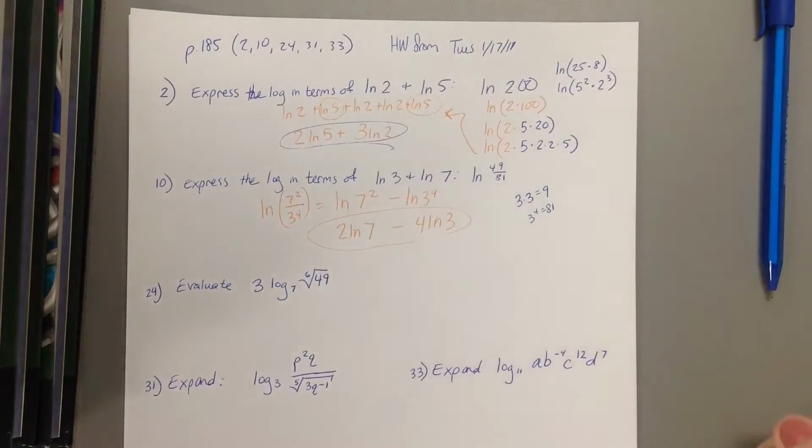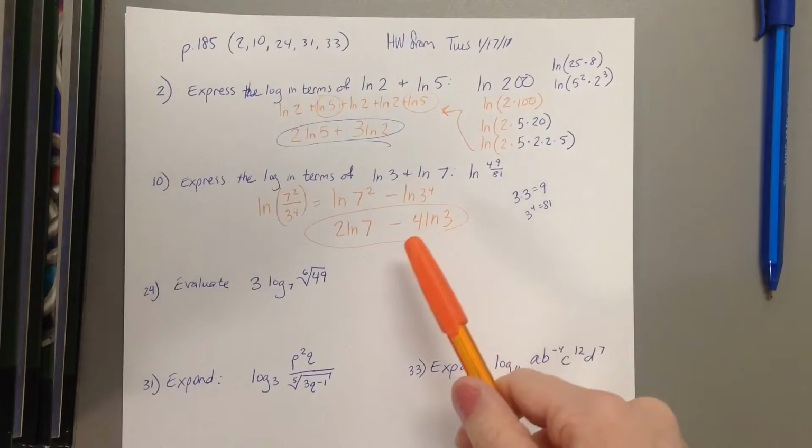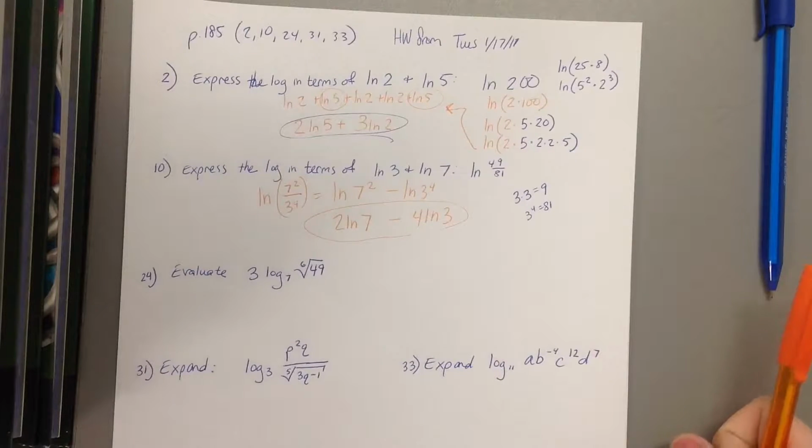There is my final answer, written in terms of natural log of 7 and natural log of 3 with their coefficients out front, 2 and 4. And we are subtracting. There we go. Good. Okay, let's keep going.